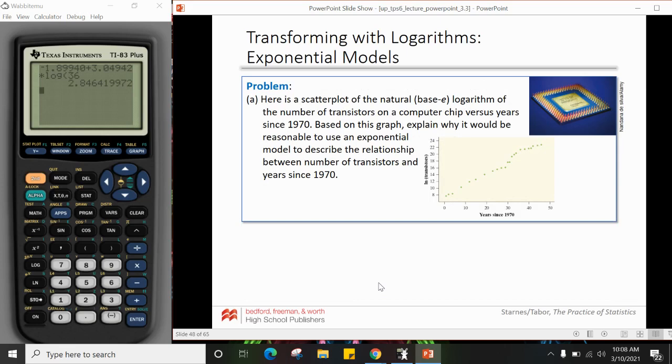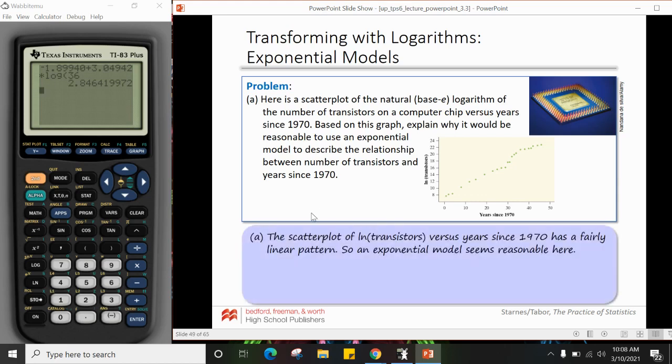Here's a scatter plot of the natural log, or base e logarithm, of the numbers of transistors on a computer chip. So we kept years the same, we just took ln this time of the y variable. So we can see here, hey, the scatter plot of ln of the transistors versus years since 1970 has a fairly linear pattern. So an exponential model seems reasonable here.